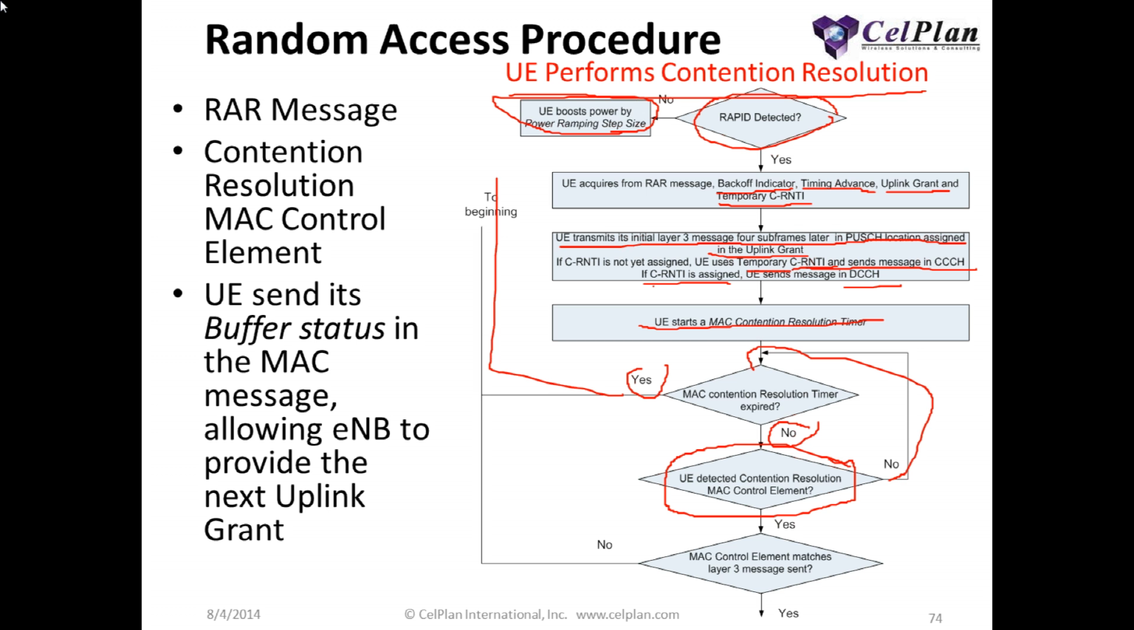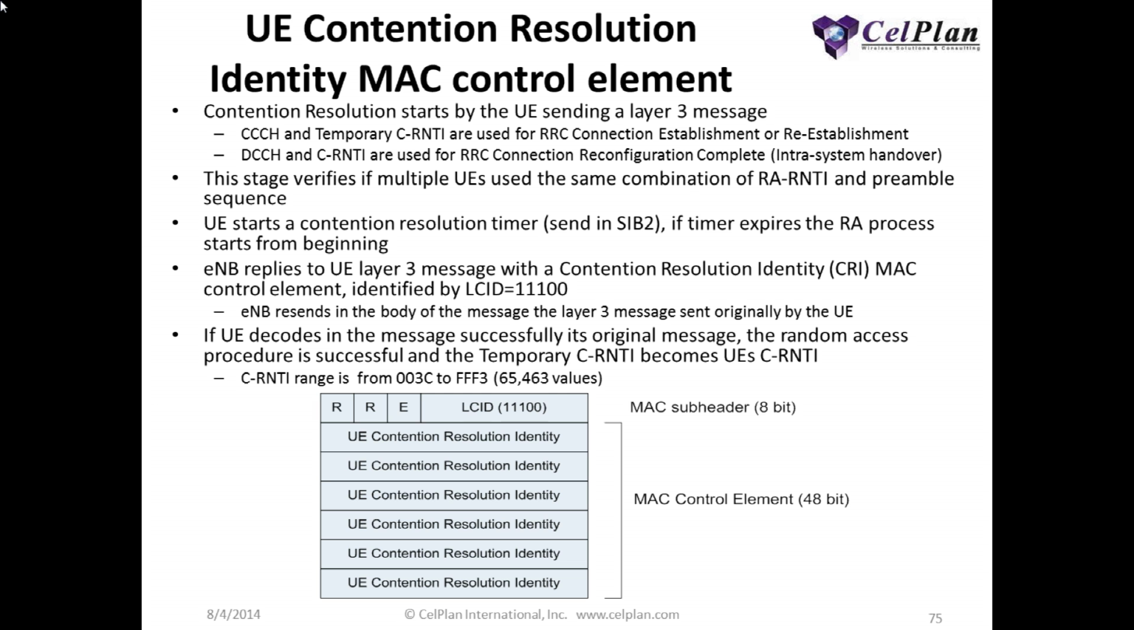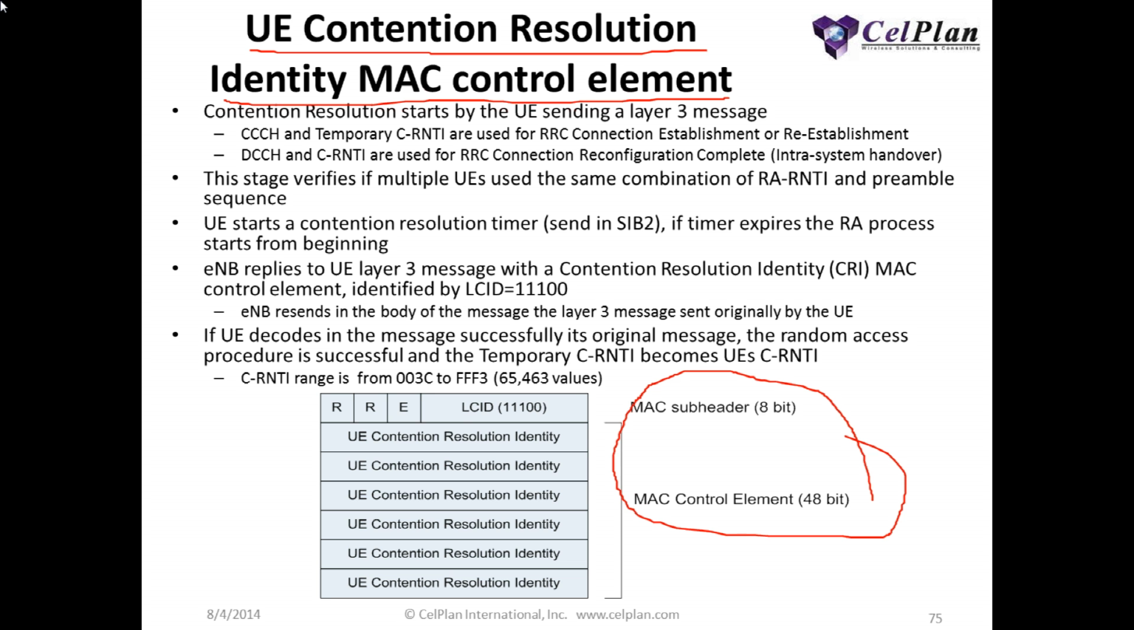But if it detects its own message, it says, okay, there was no conflict, I am okay, I have my timing advance, and I can now proceed working normally. I change my RRC status. And this is basically the MAC control element that is sent to verify if there was contention or not. It's 48 plus 8 bits, and it has an LCID, which is the identity of the MAC message being sent.